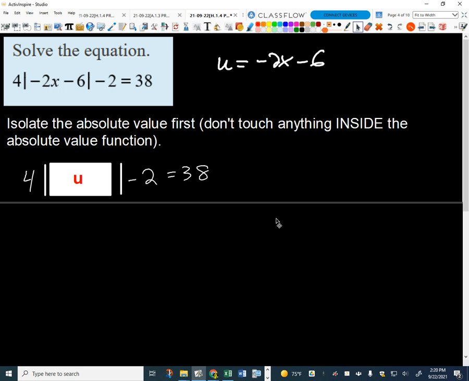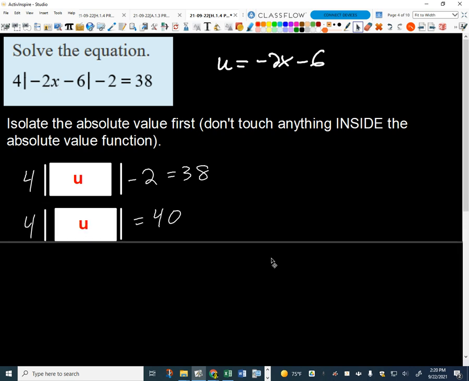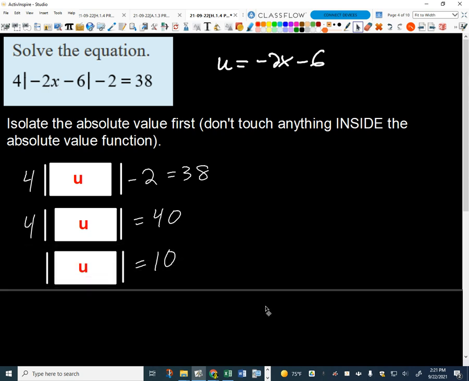Okay, so we add 2 to both sides. We get that. We divide by 4, and we get that, right? So now we know that the absolute value of hand is equal to 10. So what are the two possible values for what's behind my hand? If the absolute value of that is 10, it could be 10 or it could be negative 10, right?